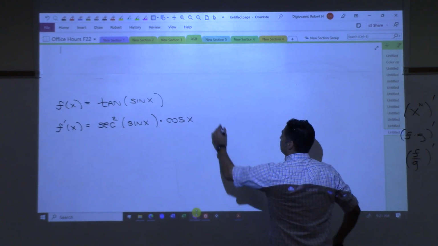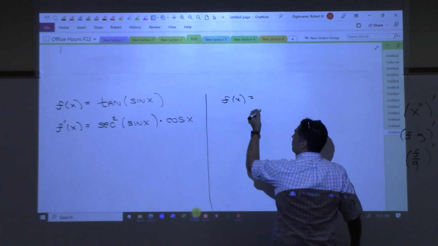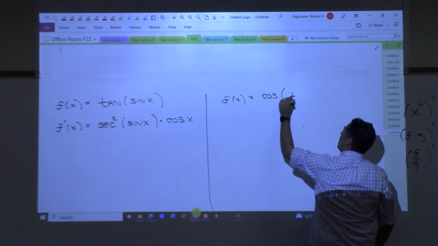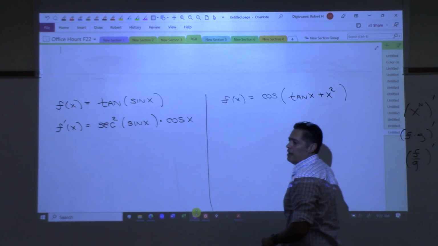Okay, how about this? How about f of x equals, let's go with cosine. Cosine, and then inside let me do tangent x plus x squared. How about that?